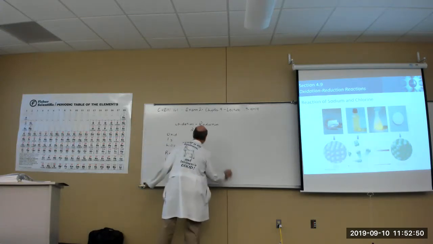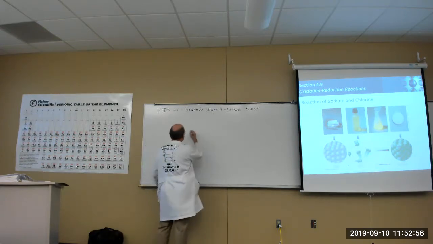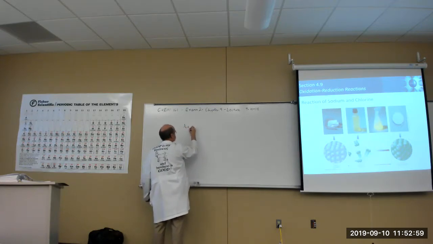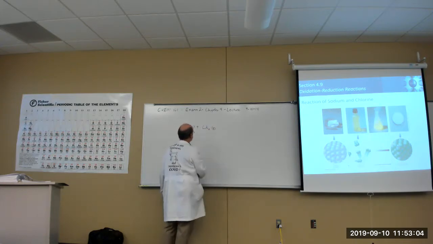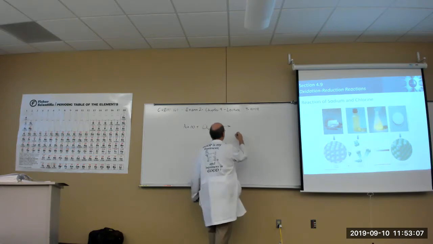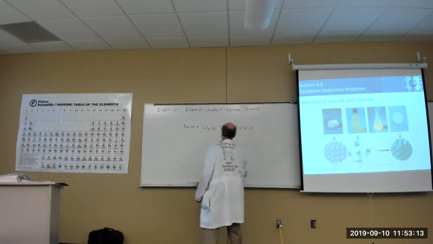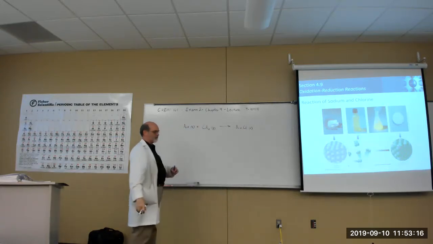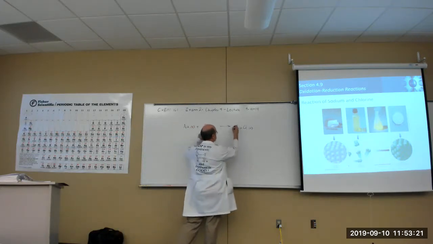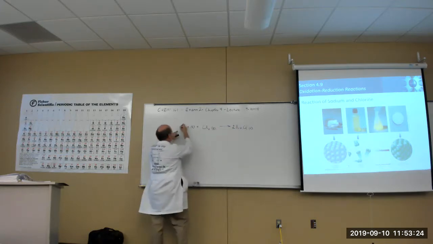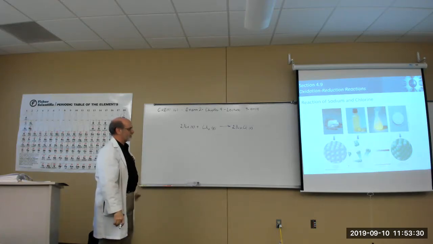So here's a simple example of oxidation reduction. Sodium metal, solid, plus chlorine gas react together to form sodium chloride, solid. Okay, oxidation reduction. Let's be consistent and balance this equation. There are two chlorides. That gives us two sodiums. Now it's balanced.